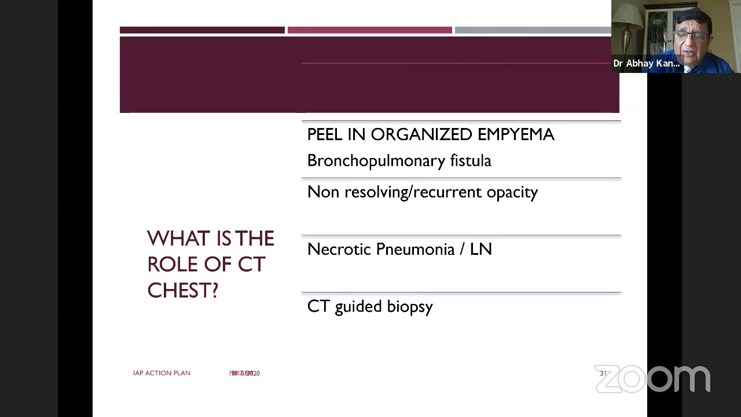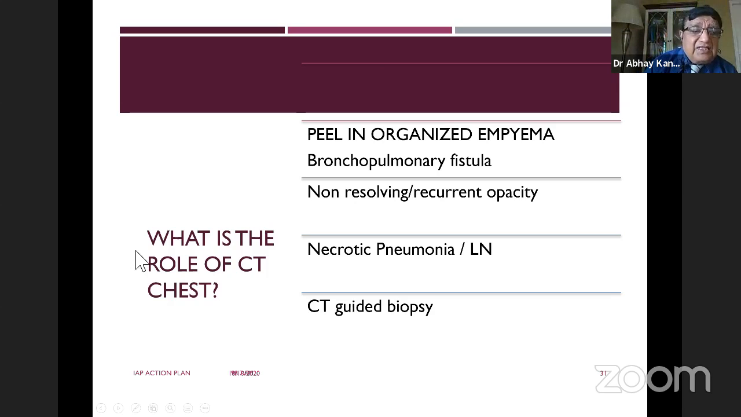Now, sometimes we go for a CT chest, but CT chest again has a very limited scope. All cases should not be sent for CT because of the high risk, high cost, and high radiation hazard.